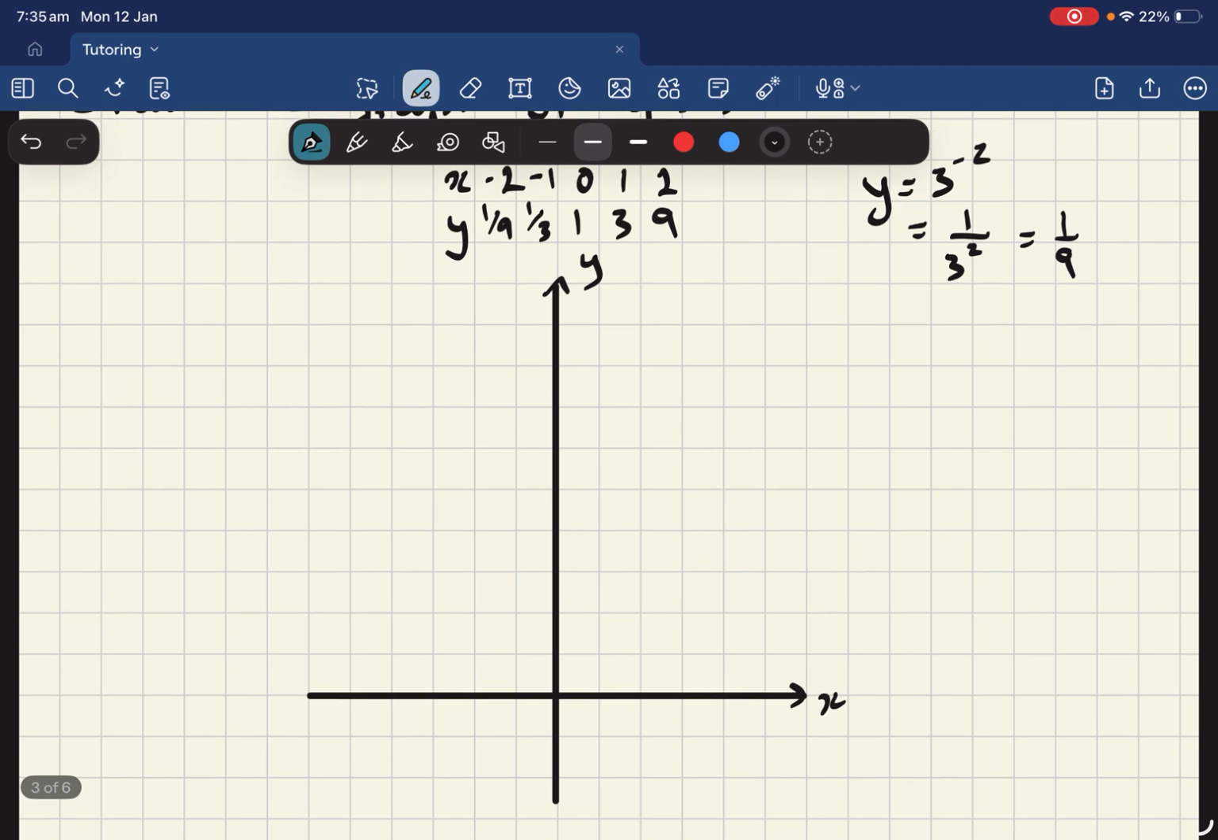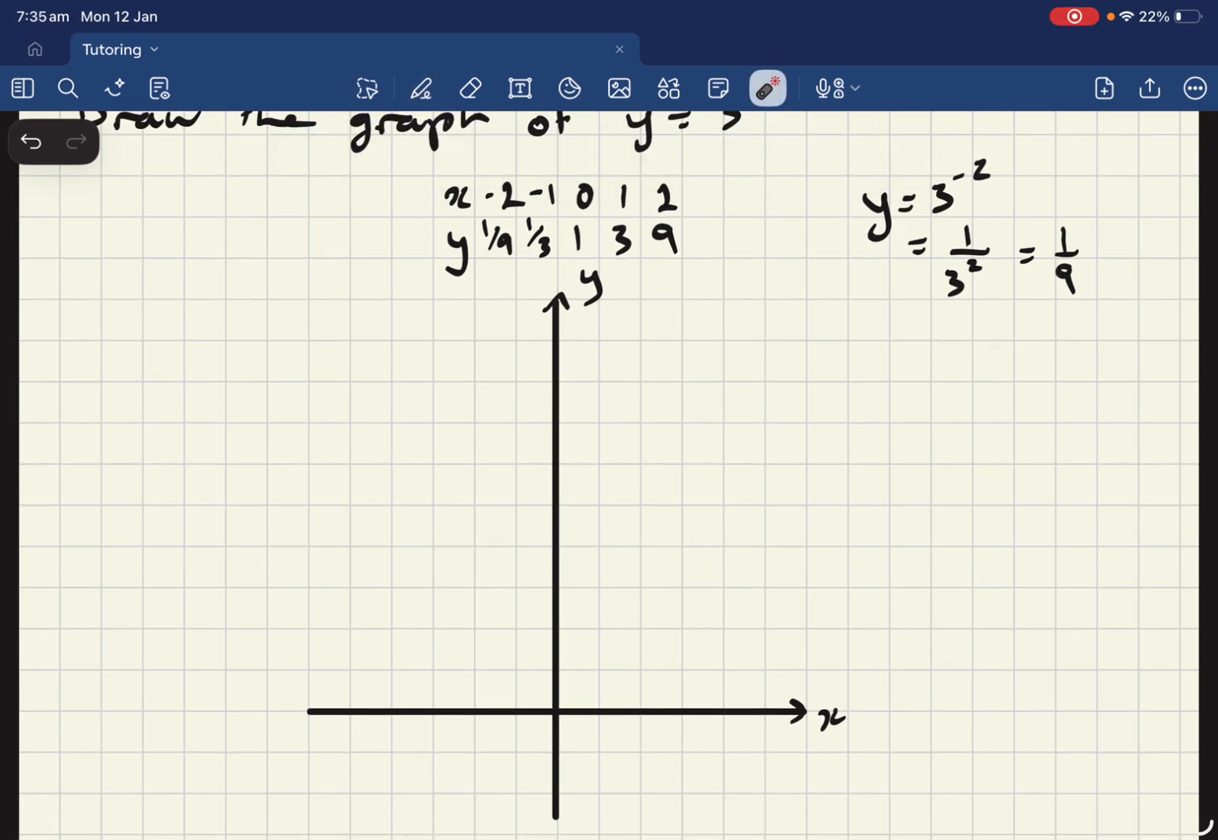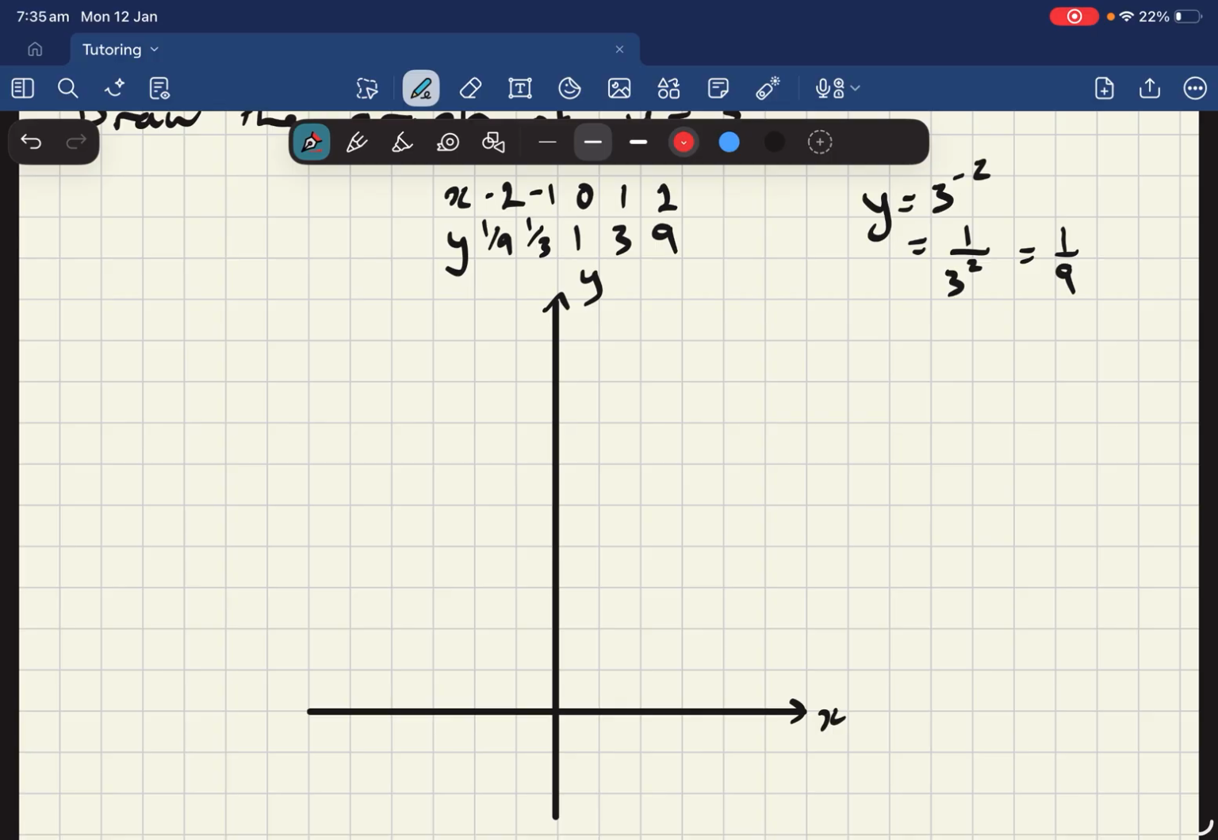I have my Cartesian plane here, and we're just going to assume that each unit, each grid line, is 1 unit. Now I'm going to start on the easy ones before I go into the fractional ones. When x is 0, y is 1. When x is 1, y is 3. And when x is 2, y is 9. So 1, 2, 3, 4, 5, 6, 7, 8, 9.